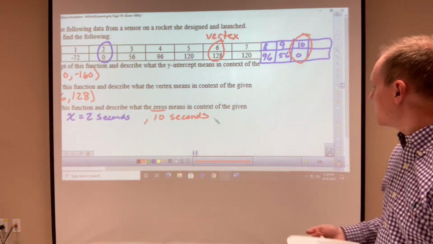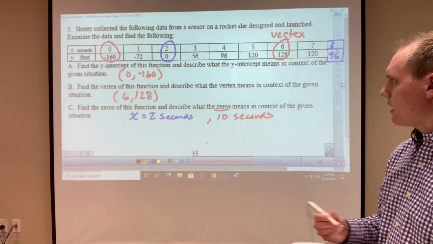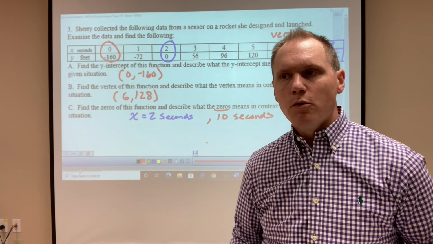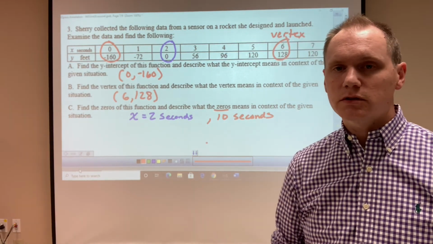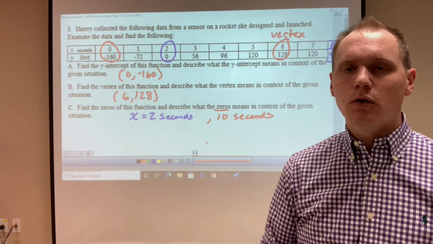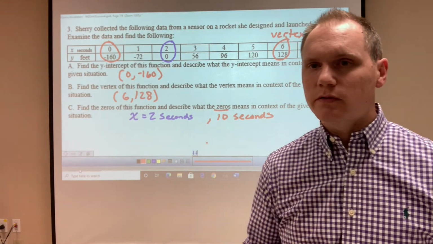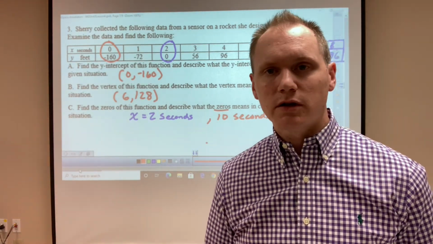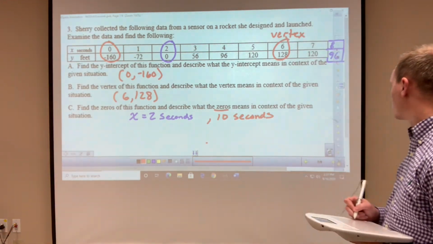So I hope that kind of gives you an idea of not only how to convert from different forms, but also what is best for various characteristics. Vertex form is best to find the vertex and thus the maximum or minimum. Factored form is best for x-intercepts. Standard form is best for y-intercept. So there are various advantages to each of these forms.